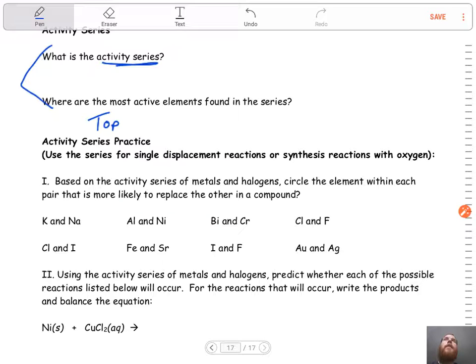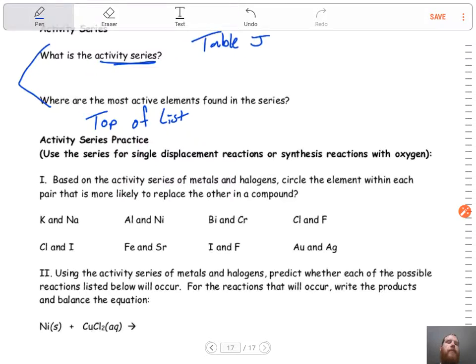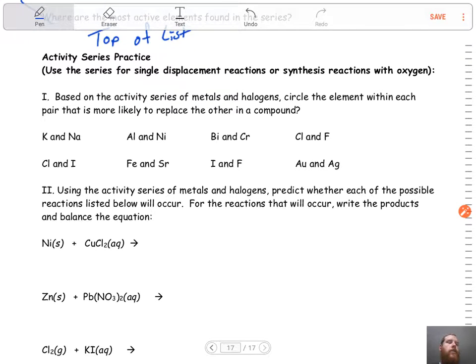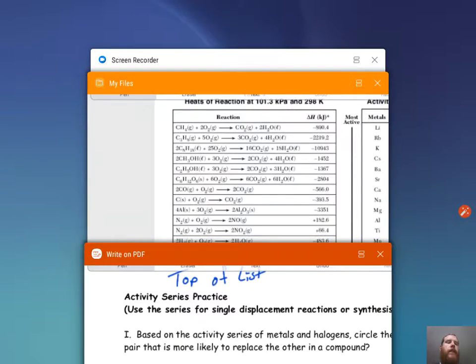Okay, so when we talk about the activity series, guys, this is table J. This is something very important that you will have to use. I guarantee you're going to have at least one question on the reagents using table J. At least one, probably more than one. But we'll talk more about it throughout the year, especially when we do redox reactions. So top of the list is where the most active are. So we're going to flip over to table J right now. Okay, so you've got 2 series when you take a look at it.